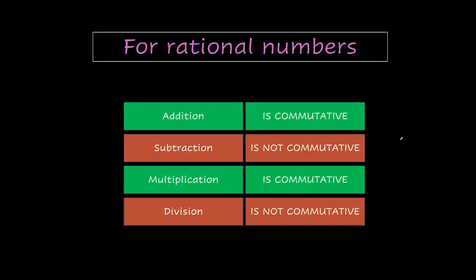So for rational numbers, addition is commutative, subtraction is not commutative, multiplication is commutative, and division is not commutative.